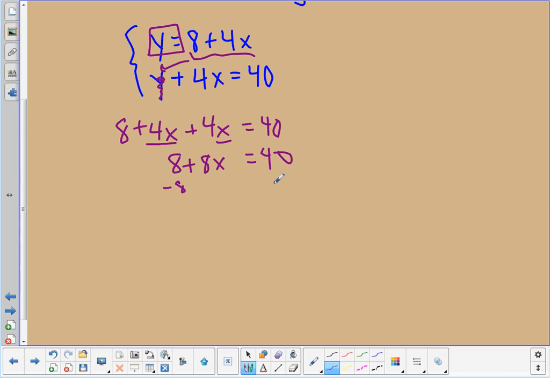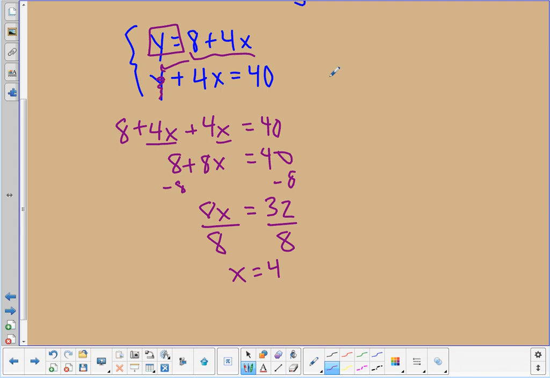Subtract your 8. I have 8x. Oh my goodness, my pen is so lagged. Sorry. 8x equals 40 minus 8, which is 32, and divide by 8. x is equal to 4.